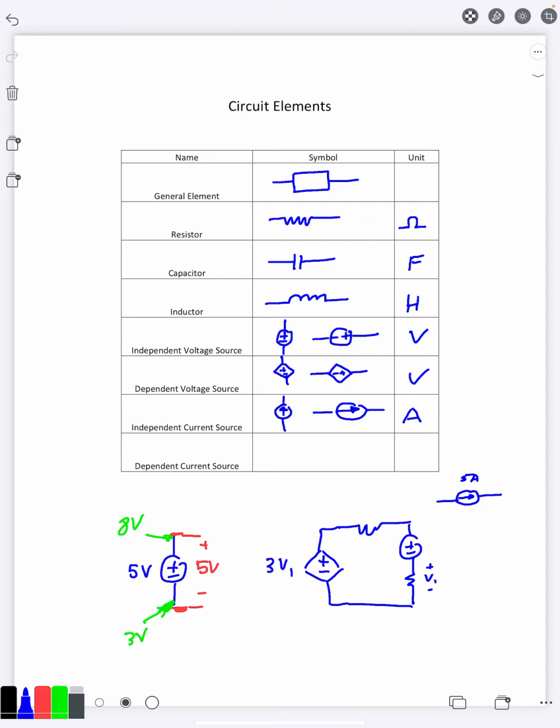And then lastly, the dependent current sources, same thing as dependent voltage, but you have the arrow now instead of the plus and minus. And that's pretty much everything we're going to see in this class, with one small exception called an op amp, but we'll deal with that when we get there.